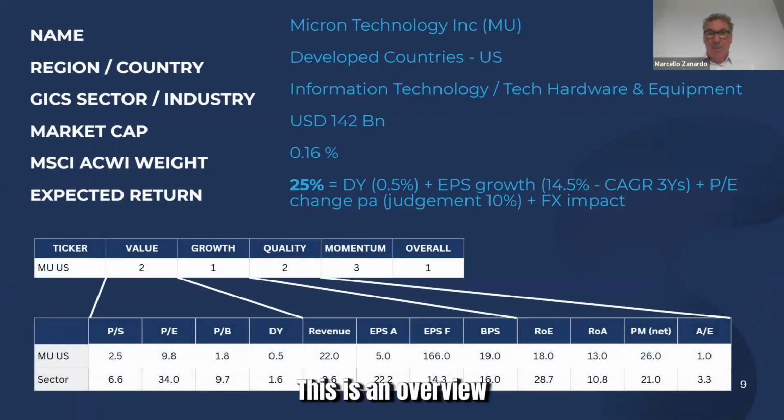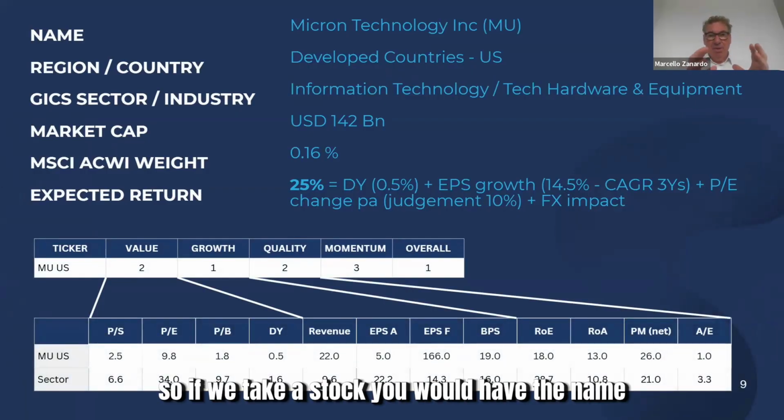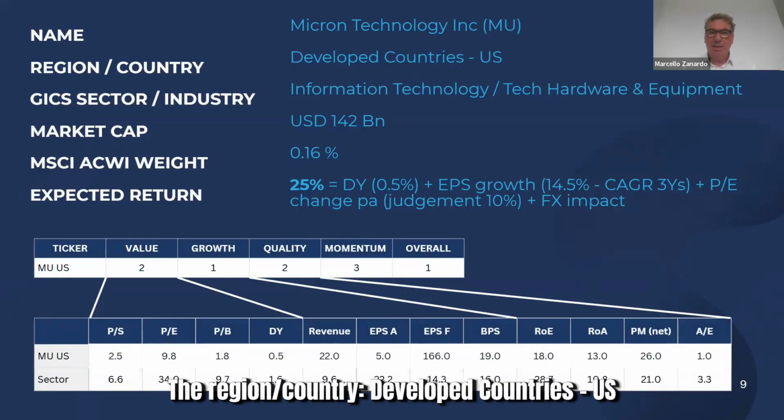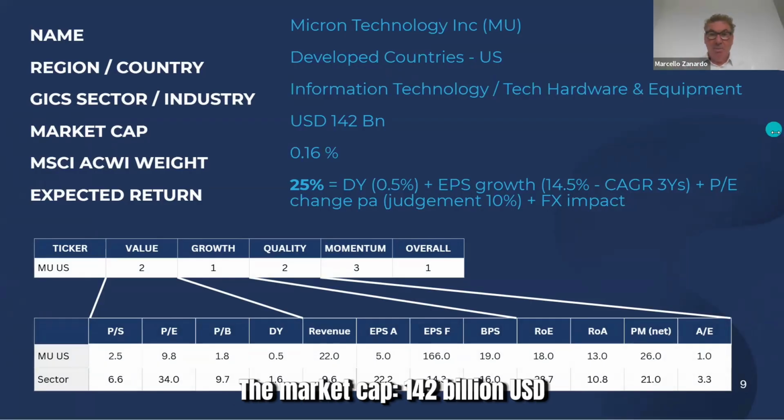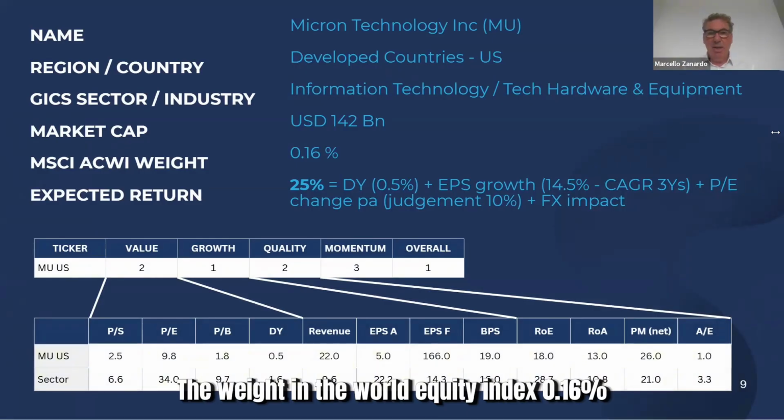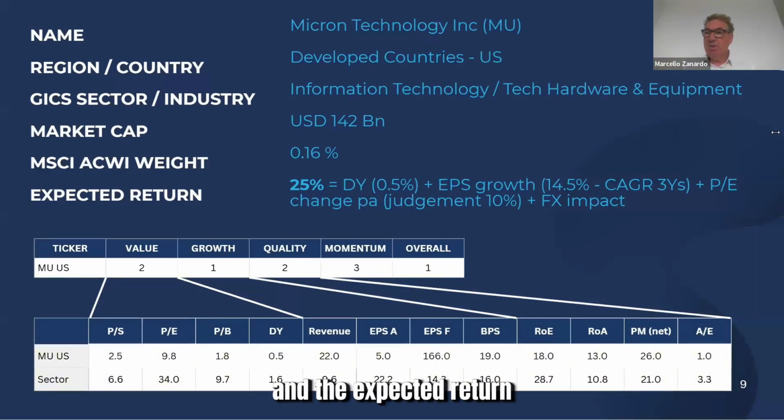This is an overview. If we take a stock, you would have the name, the region, the country, developed countries, US, the GICS sector and industry. There is a specific tutorial on this. The market cap, 142 billion. The weight in the World Equity Index, 0.16, and the expected return.